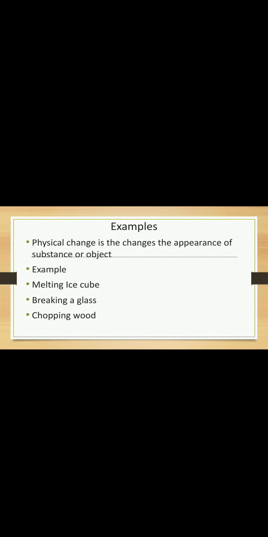The third example is the chopping of wood. When we take a piece of wood and chop it, it converts into pieces. So, in both cases, the material remains the same. There is no formation of a new substance, but there is a change in its appearance. So, this is the physical change.